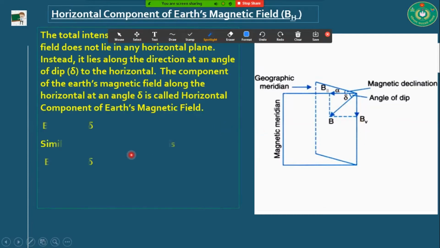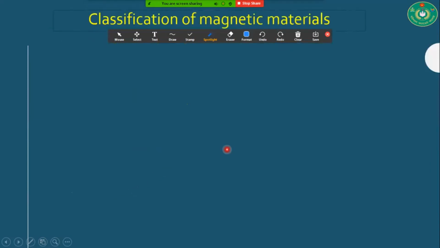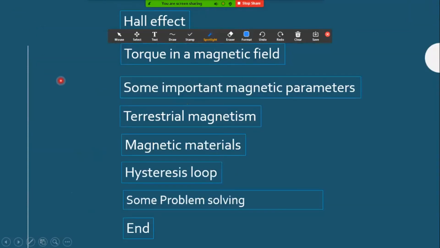BH is equal to B cos delta and BV is equal to B sine delta. Now, from these two equations, we can get B is equal to root over BH square plus BV square. This is the resultant magnetic field of Earth's magnetism. Yes, boys, I think I have discussed all the parameters related to terrestrial magnetism. Now I am going to discuss magnetic materials.